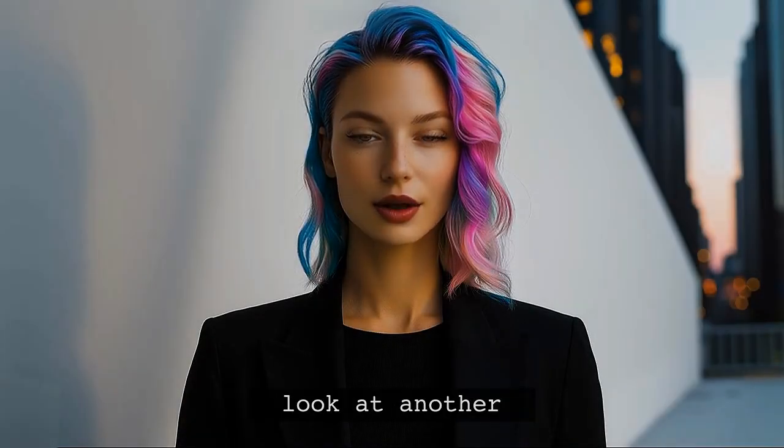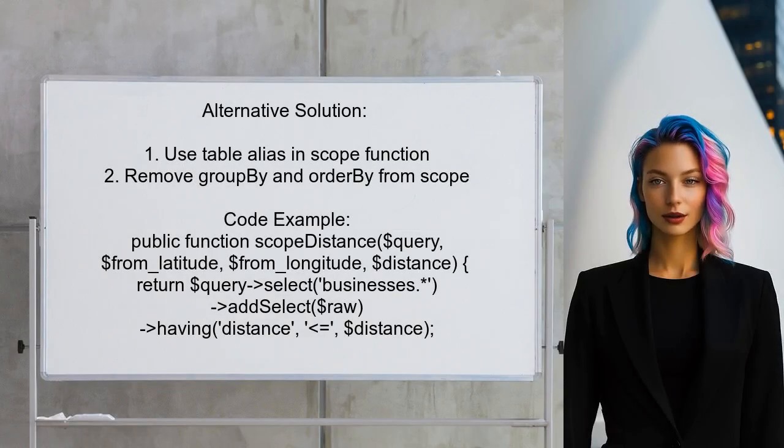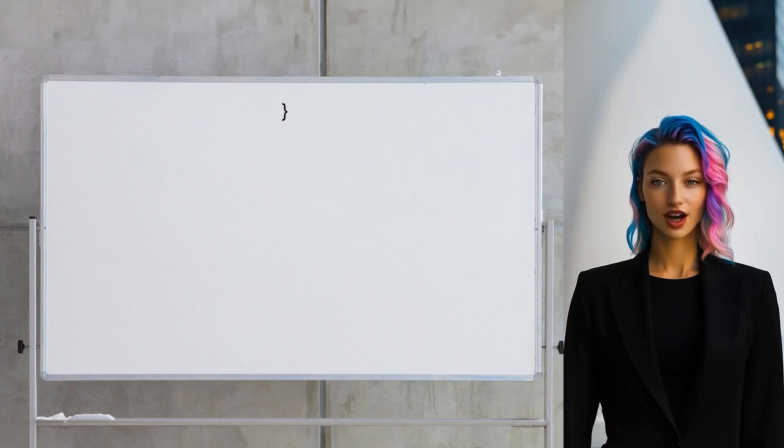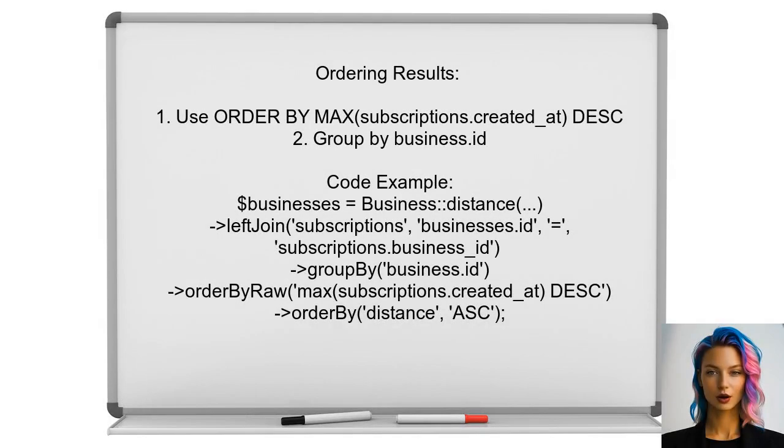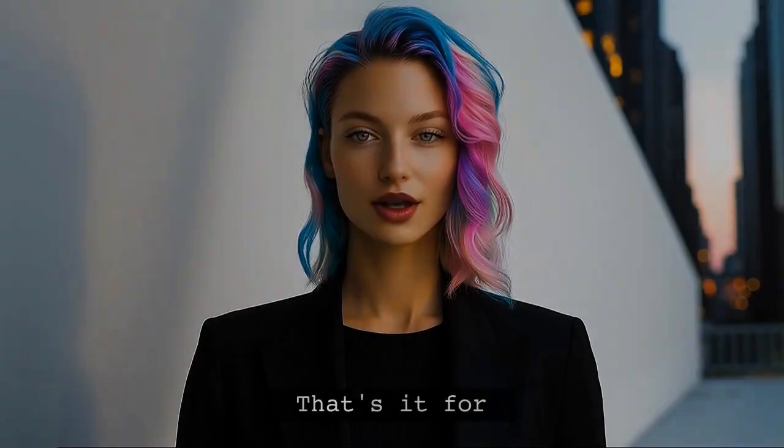Let's take a look at another one. An alternative approach suggests using the table alias in the scope function to avoid overwriting the select statement. It's also recommended to remove the group by and order by from the scope function, as they can complicate later queries. To order results by the latest subscription creation time, use an aggregate function. Specifically, apply order by max subscriptions.createdAt desc and group by business.id. That's it for that answer.